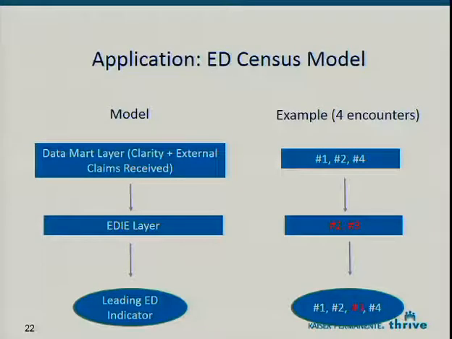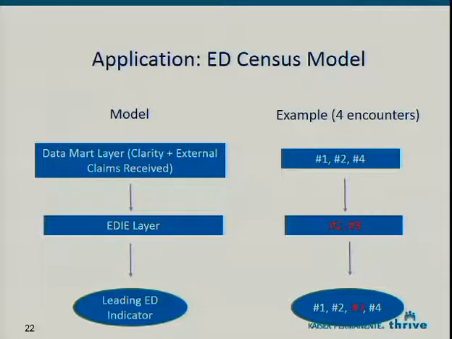So what does that look like? Here's our simplified explanation of how we did it. Our model was the data mart layer. We use Clarity plus claims as our core in our data mart, so that still stays in place. And then we added in the EDIE layer as a new information source, and we used that combination to create the ED leading indicator.